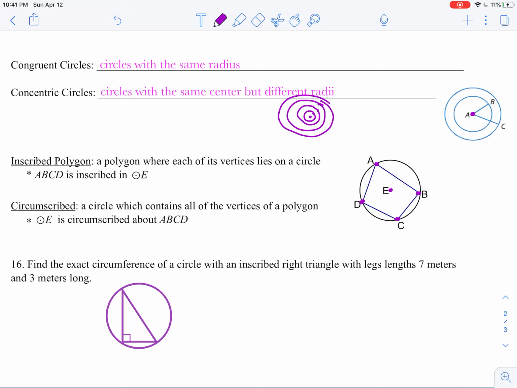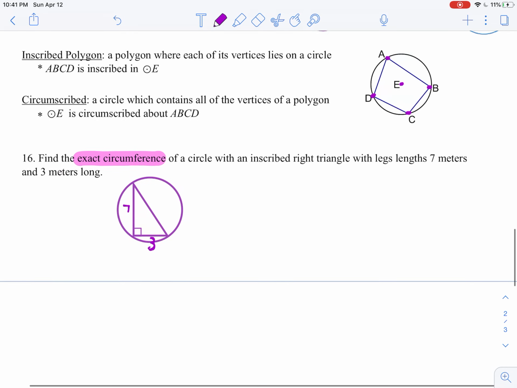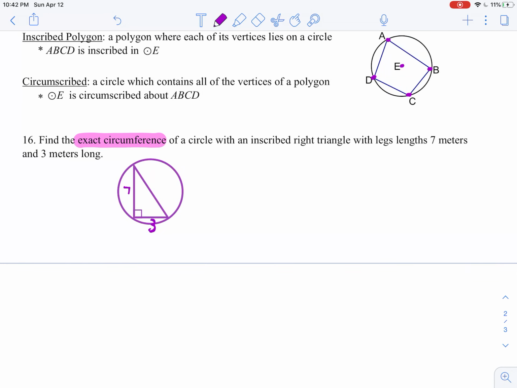Those terms will help us answer the last question. It says, find the exact circumference of a circle if an inscribed right triangle has legs that are 7 meters long and 3 meters long. So I have a picture here down at the bottom. If I know the lengths of the two legs of this right triangle, we can use the Pythagorean theorem, of course, to find the length of the last side.